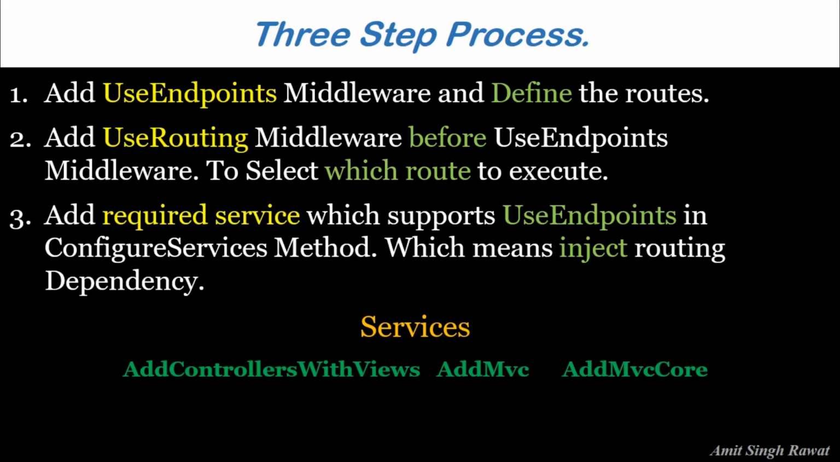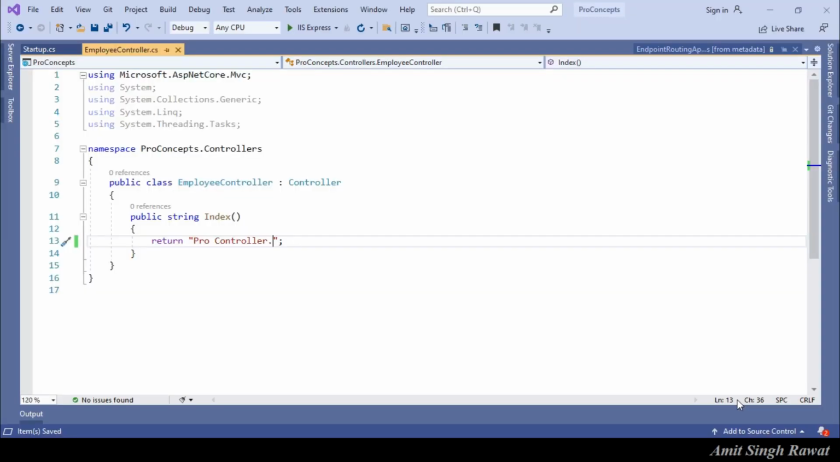All right. So let's go to Visual Studio. And this is the project which we are working with. In our last video, we created one action method which is just returning a simple string. So let's implement conventional routing so that our application can process this request.